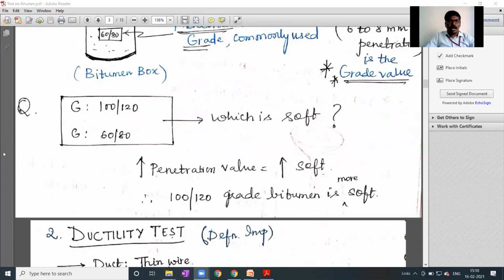Like, which is the softer material? Here I can see grade 100 by 120 and grade 60 by 80, right? So which is softer here? Since the penetration is more here, this is the softer one. Here the penetration is only 6 to 8 mm. Here it is 10 to 12 mm. That's why it is softer. So the 100 by 120 grade of bitumen is softer. In that way we need to explain them.